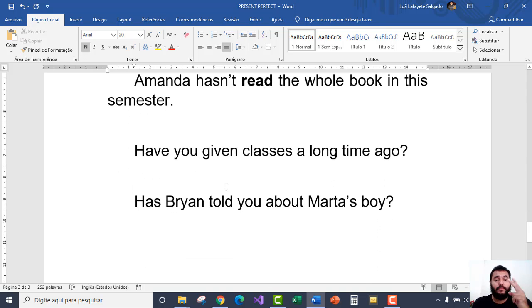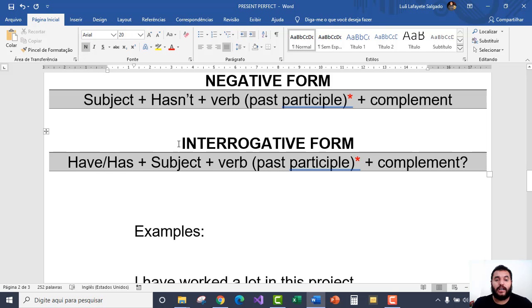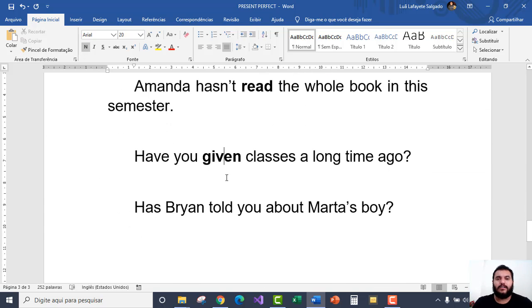And here we have two sentences in interrogative form. Have you given classes a long time ago? The verb give is irregular and changes to given in past participle. As you can see here, I start the sentences in interrogative with have or has. Look at this: have you given classes a long time ago? Has Brian told you about Martha's boy?